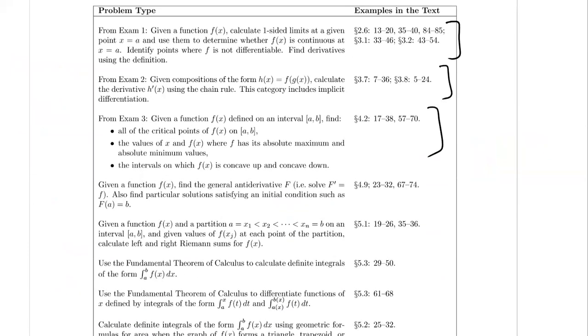From exam 3, this is easy because we did it recently: how to find critical points, values of x and f of x, where f has absolute maxes and absolute minimums, and intervals in which f is concave up and concave down. We basically did an example of this, like all of the lecture for 4.3 was just one example doing all this. So definitely for this, go back to 4.3 and 4.2.